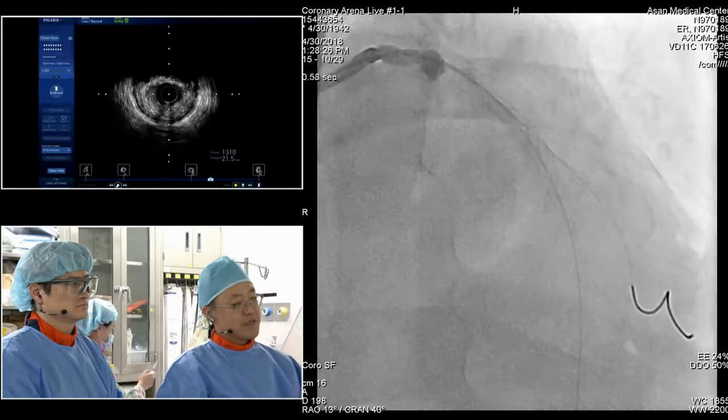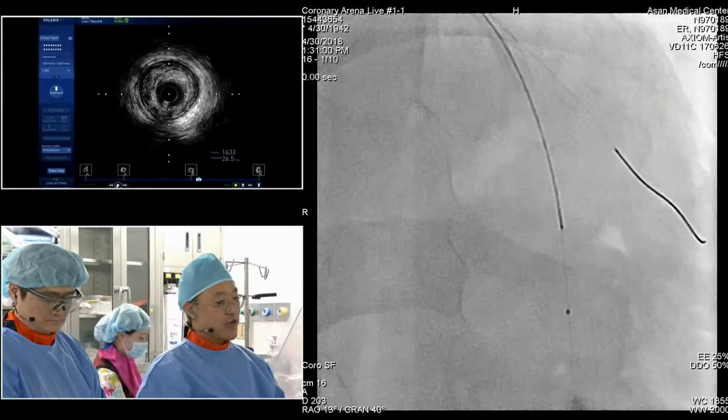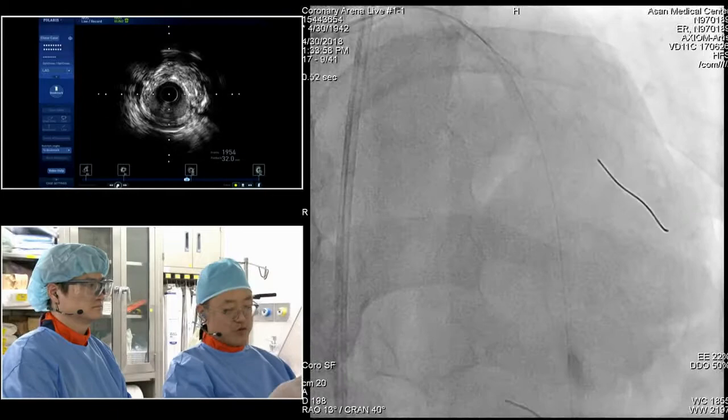And next, we evaluate again how long the implanted drug-eluting stent is. And next, this is one zoom. You can see it's very difficult to define the distal landing portion, as it is diffuse disease. Next. And then we decide to measure.